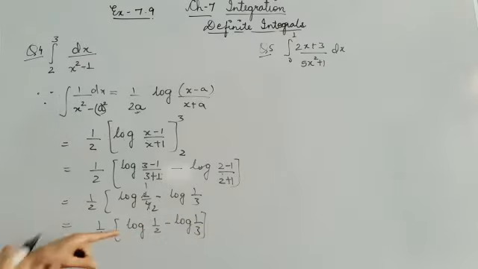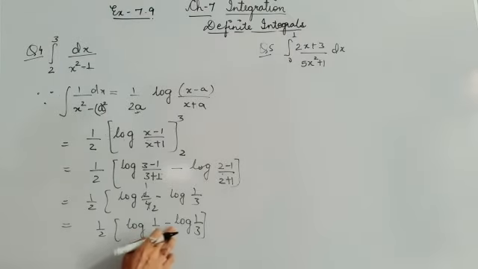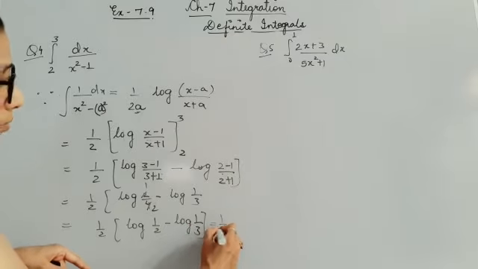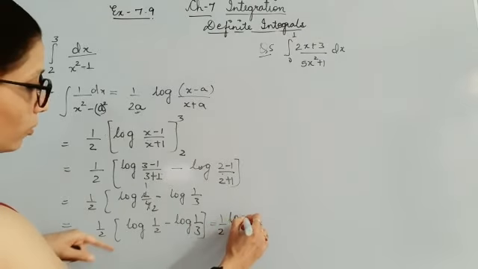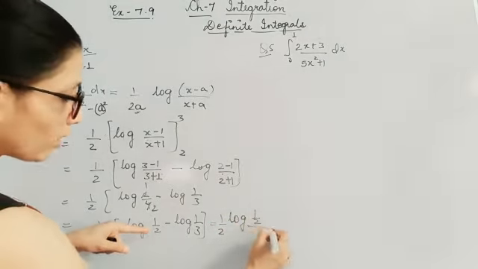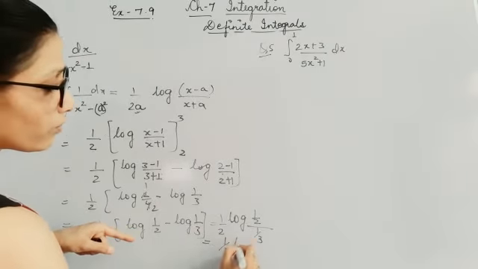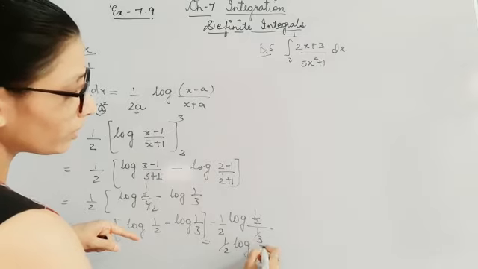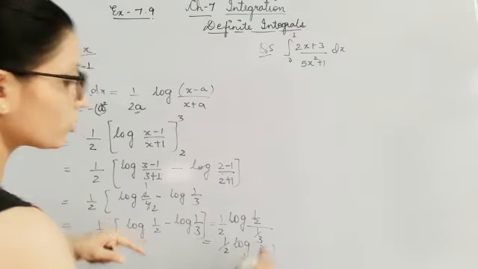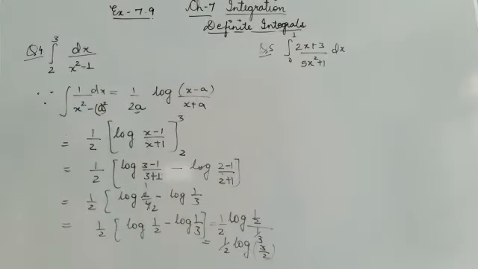Now children, you know by the property of log, if it is written log m minus log n, then this can be written as half log of (1/2) upon (1/3), which will give you half log of 3 by 2. So this is your final answer. See the next question, children.